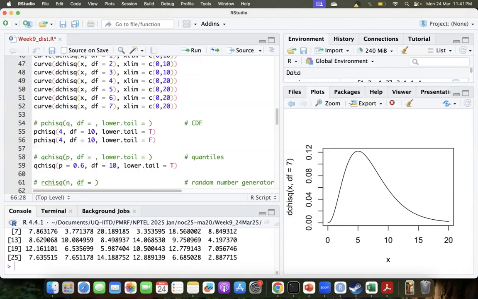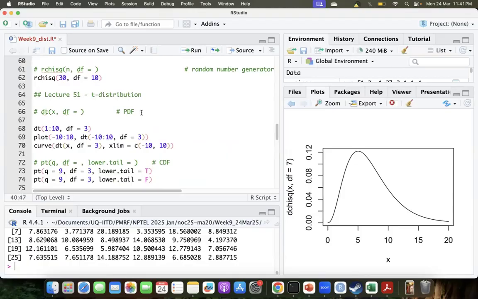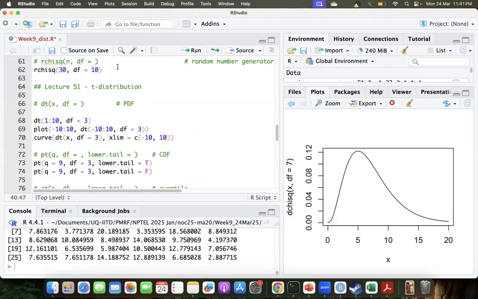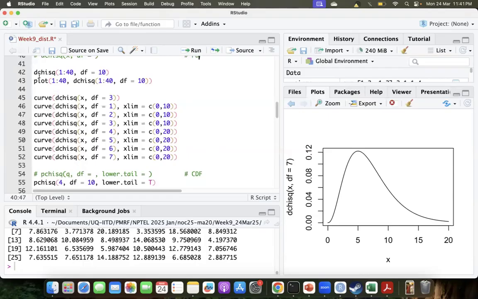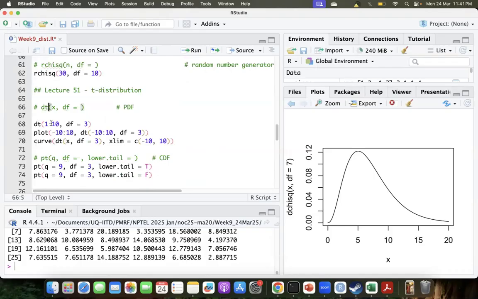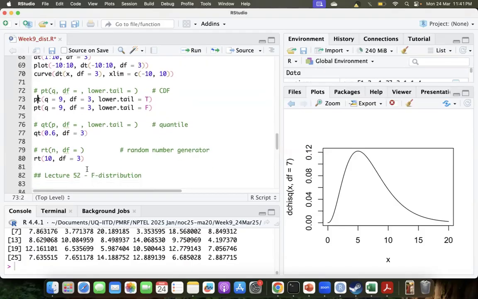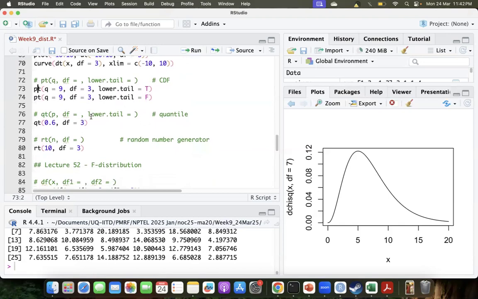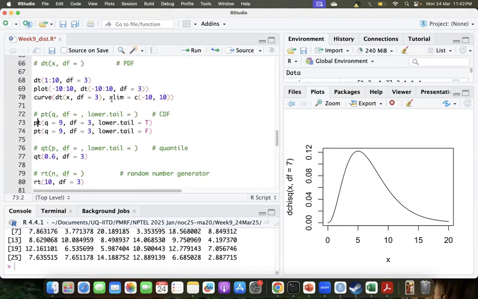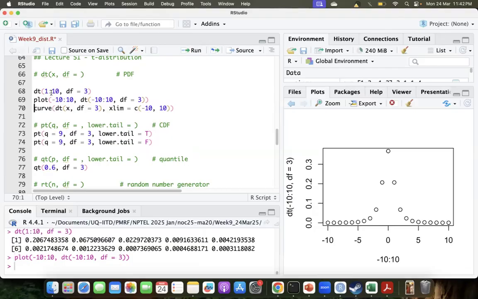Again, this should be PDF. So here as well, the formula here, so that was everything was CHISQ. For T distribution, it's just T. So DT, same thing. PT for the CDF, QT for the quantiles, and RT for the random number generator. Again, behaving exactly the same way. You just have to provide degrees of freedom. Now, T distribution can have negative values also. Okay. So like that.